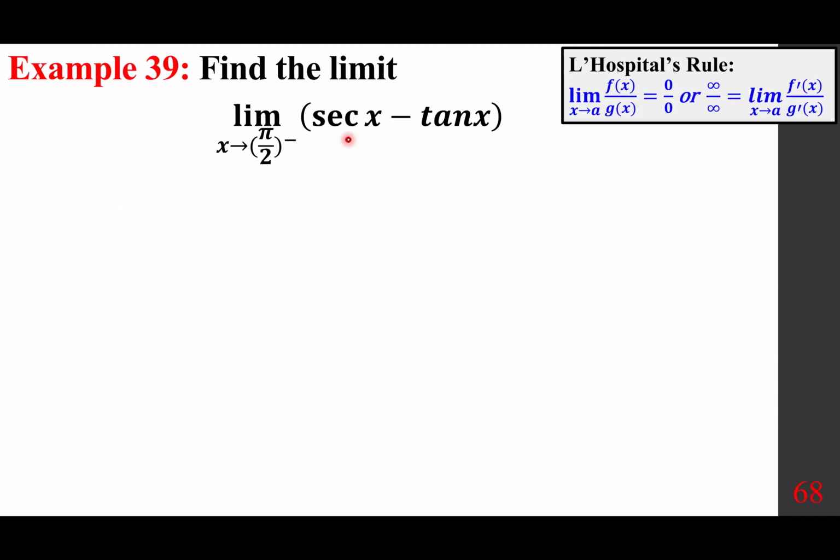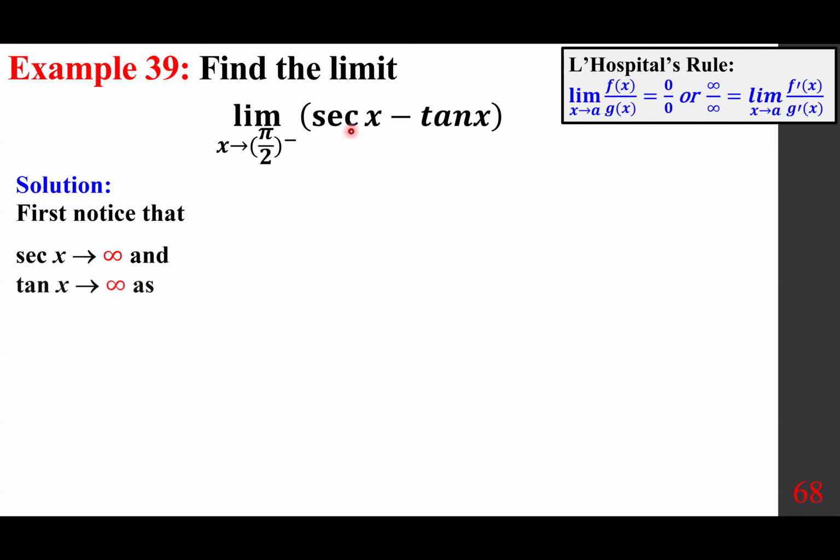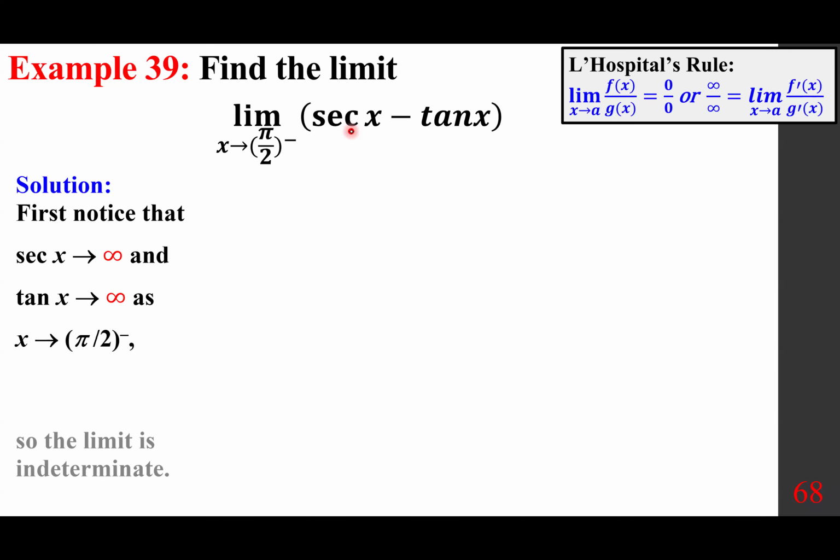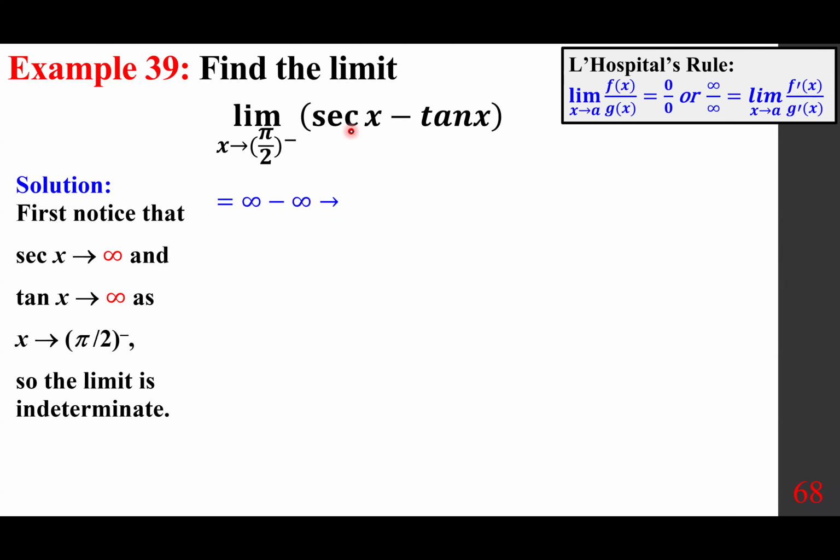Here's another example. The limit of secant x minus tan x as x approaches pi over 2 from the left. That means like 89.9 degrees. That's the ideal. And again, if you don't see what's happening, really the best course of action is to change the secant to 1 over cosine and tangent to sine over cosine. But each one is infinity. So we get infinity minus infinity because we should first notice secant goes to infinity, and so does tangent as x approaches pi over 2 from the left. And I hope you remember the graph. So you get infinity minus infinity.